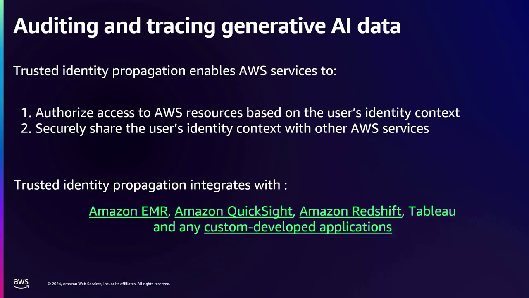So with trusted identity propagation, there are a couple of AWS services that it is integrated with. We have Amazon EMR, Amazon QuickSight, Amazon Redshift, Tableau, and any custom developed applications.